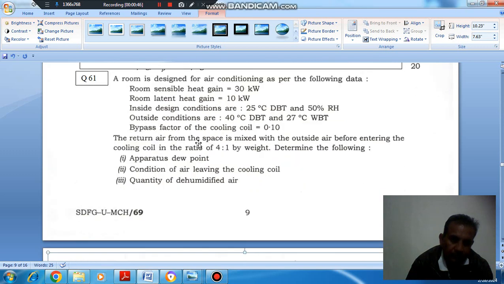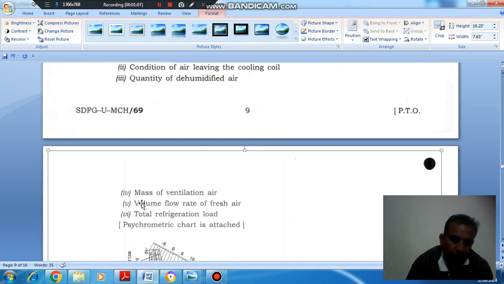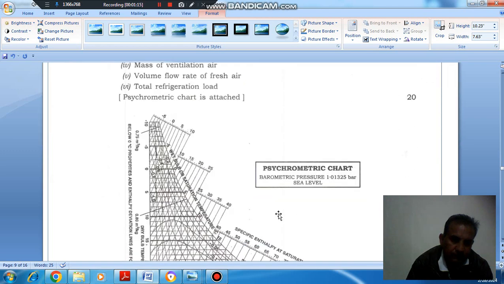The return air from the space is mixed with outside air before entering the cooling coil in the ratio 4:1 by mass. Determine the following: 1. Apparatus dew point. 2. Condition of air leaving the cooling coil. 3. Quantity of dehumidified air. 4. Mass of ventilation air. 5. Volume flow rate of fresh air. 6. Total refrigeration load.